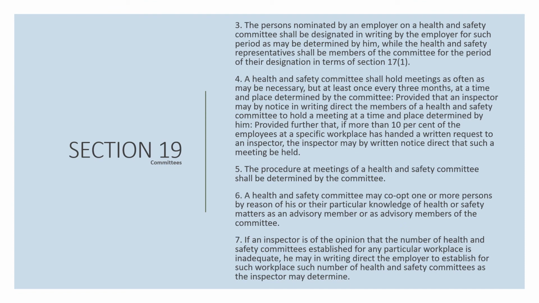The persons nominated by an employer on a health and safety committee shall be designated in writing by the employer for such period as may be determined by him, while the health and safety representatives shall be members of the committee for the period of their designation in terms of section 17.1. A health and safety committee shall hold meetings as often as may be necessary, but at least once every 3 months, at a time and place determined by the committee, provided that an inspector may by notice in writing direct the members of a health and safety committee to hold a meeting at a time and place determined by him.